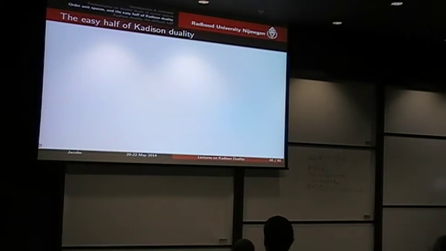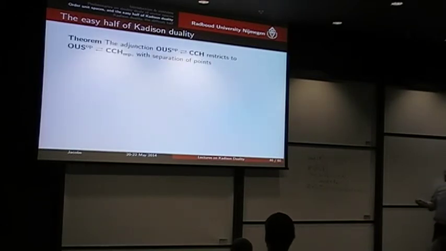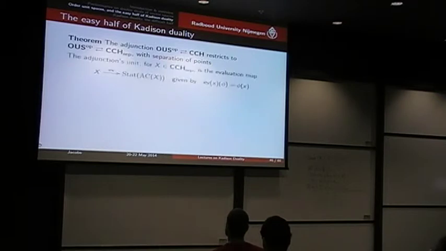Now, the easy half of Kadison duality is the adjunction from this diagram. This restricts to an adjunction between convex compact Hausdorff spaces with this separation property, where points can be separated. And moreover, the unit of this adjunction, which has this form, goes from a space X to the states on the affine continuous functions on X, and it's given by evaluation like this. This one is an isomorphism.